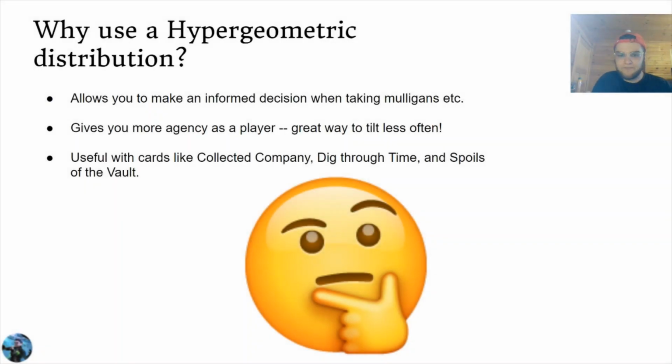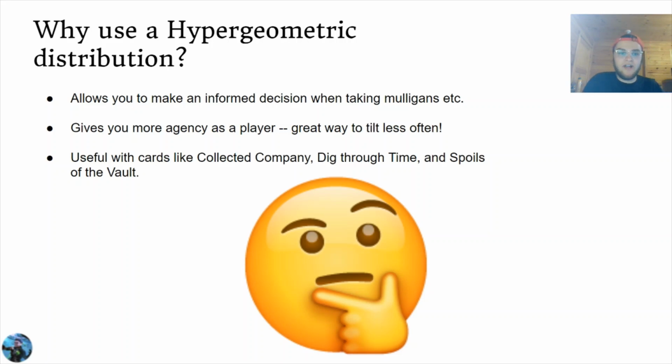So here we go. All right, so why use this? Why use a hypergeometric distribution? It allows you to make informed mulligan decisions. If you've ever looked at your hand and said, should I keep this? You are probably trying to do a hypergeometric calculation. You're thinking, what can I draw to make this hand keepable? What do I need for this hand to work?